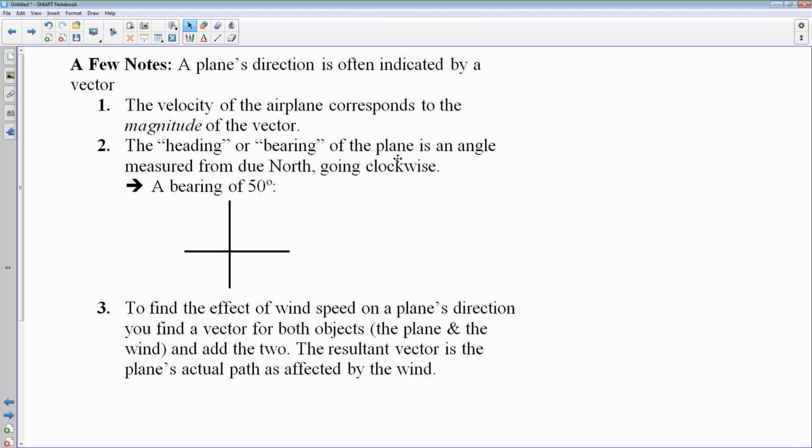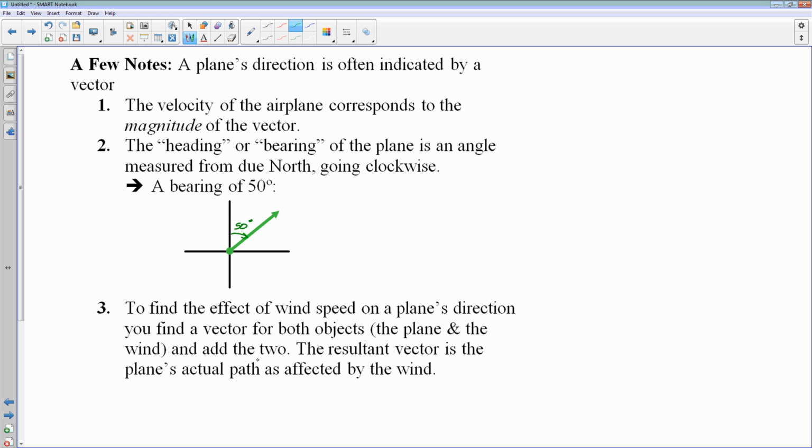The heading or the bearing of the plane is an angle measured from due north going clockwise. This is a different way of looking at angles. Unlike the unit circle, which starts on the x-axis and opens up counterclockwise, aviation starts on the y-axis, which is due north, and we open this way. So if I wanted a bearing of 50 degrees, I would start on the y-axis and open clockwise 50 degrees. That is what a 50-degree bearing would be like.